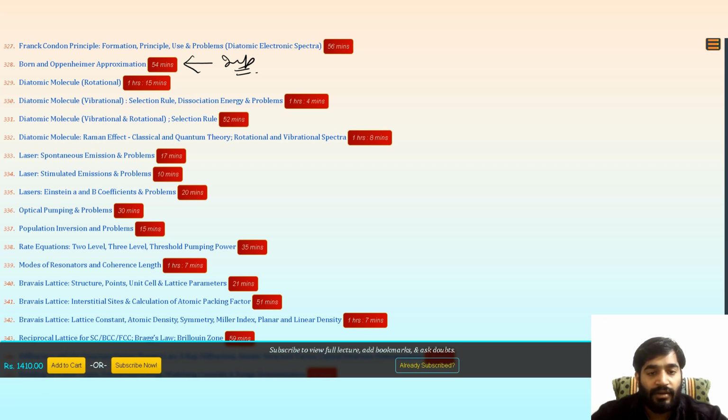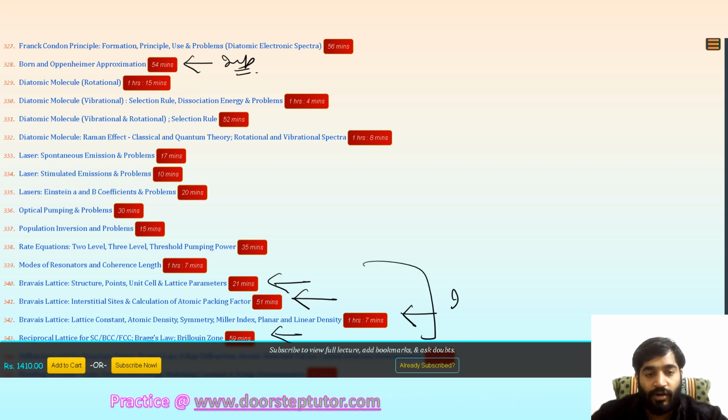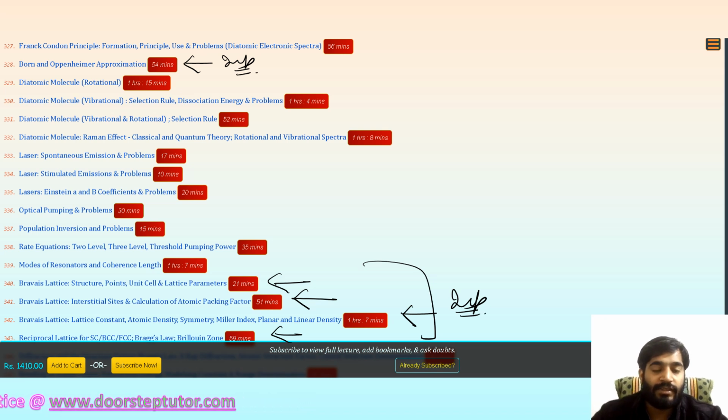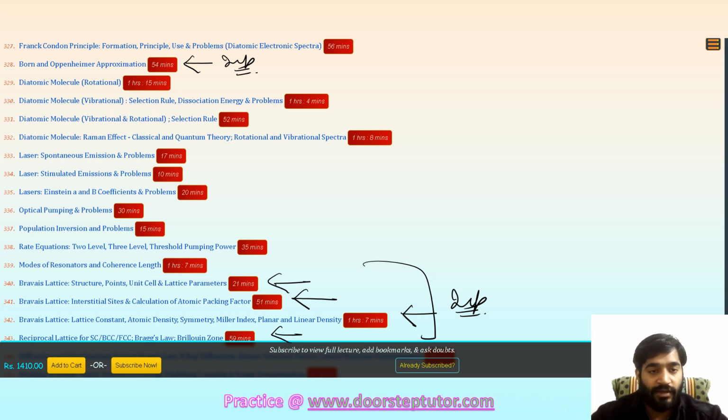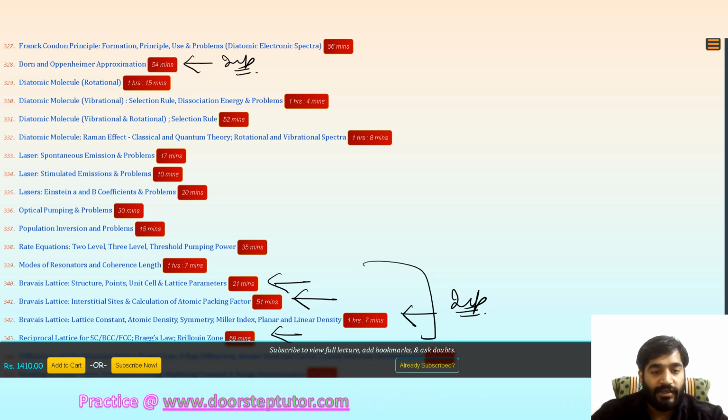Then the important thing in solid state physics is the Bravais lattice. The Bravais lattice is the important one, and these four topics are important. If you cover this, you can easily handle the questions related to it. Every year in solid state, if 3 to 4 questions are asked, then at least one question is from the Bravais lattice or the reciprocal lattice. Especially FCC is more focused.